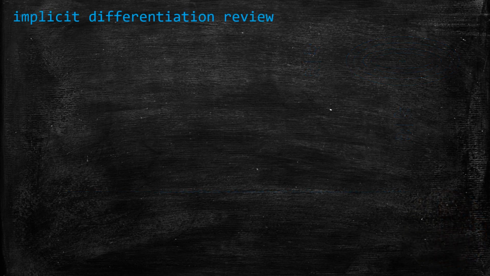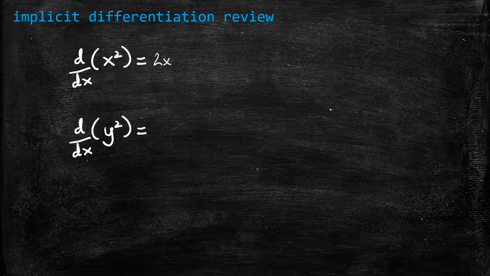Before we get into the nitty-gritties of related rates, it's important to do a little review of implicit differentiation. Now, the derivative, d by dx, is the operator, so that it says take the derivative of x squared, and we know from past experience that that's just 2x. That's pretty straightforward. But what happens when we want to take the derivative with respect to x of some other quantity squared, assuming that's dependent on x?